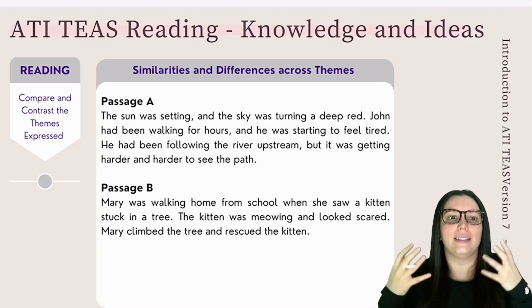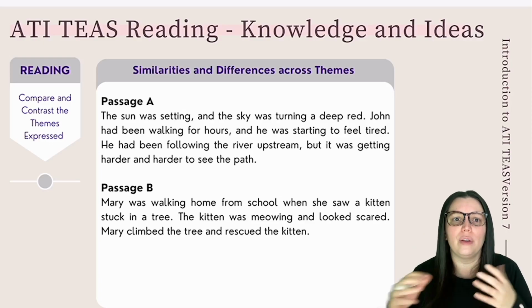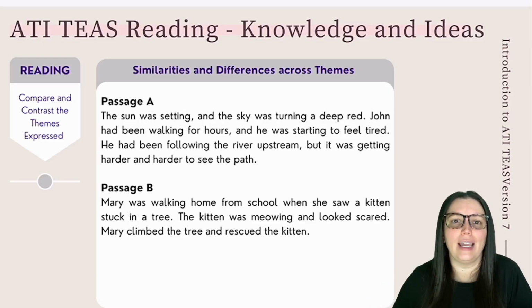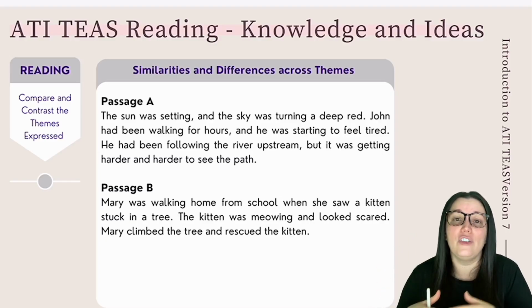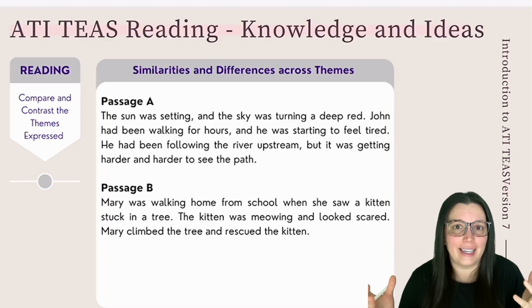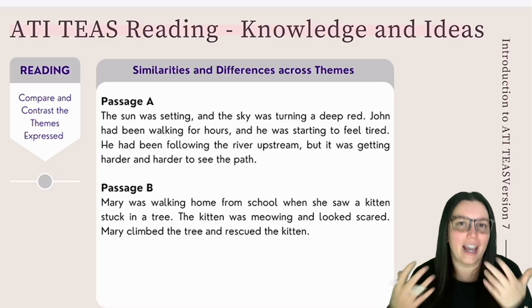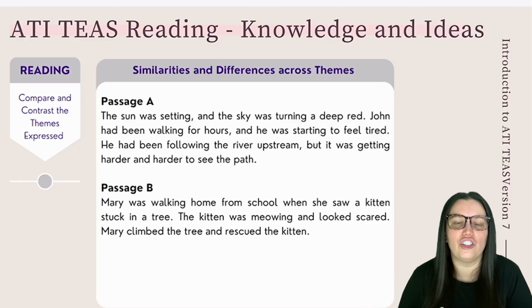What is the theme of passage B? Well, the overall theme of passage B is compassion, right? Mary sees a kitten that's stuck in a tree and it is scared. And even though it's not her responsibility to get that kitten out of the tree, she decides to help anyways. This shows that she is a truly compassionate person.